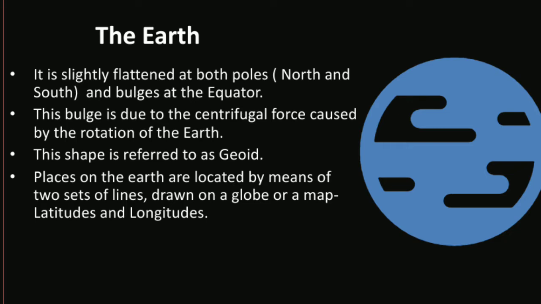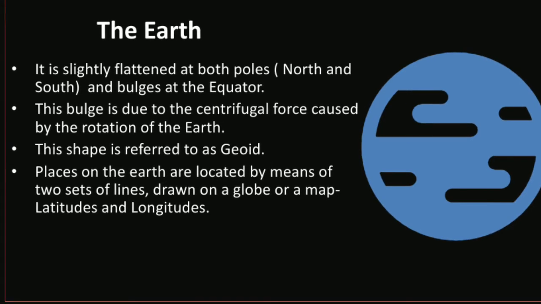So if we talk about the earth, it is slightly flattened from both the poles, that is from the north and the south, and it bulges at the equator. This is just like a balloon which has air in it. When we press it from both the sides or from both the ends, then it bulges out from the middle. So this bulge is due to the centrifugal force on the earth's surface due to the rotation of the earth, and the shape which is formed due to this is known as the geoid.